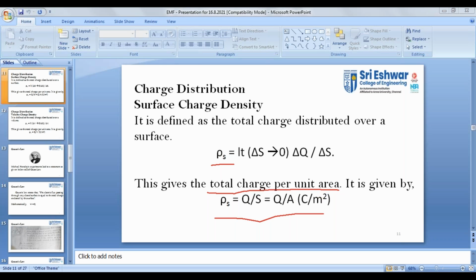Can anyone guess what volume charge density may be? From this particular slide, can anyone guess what volume charge density is?